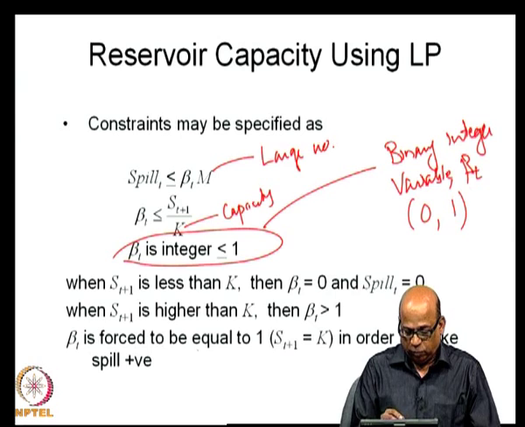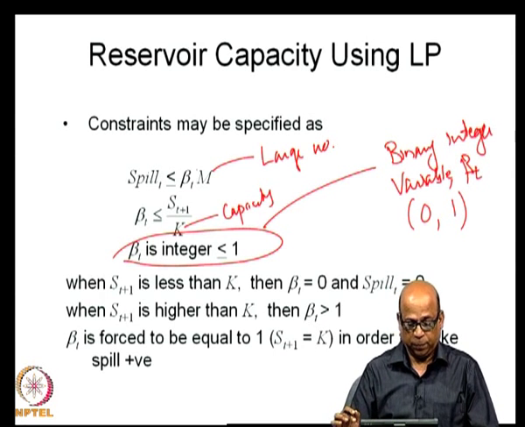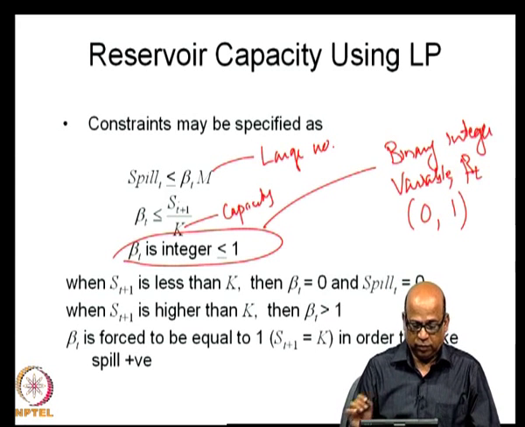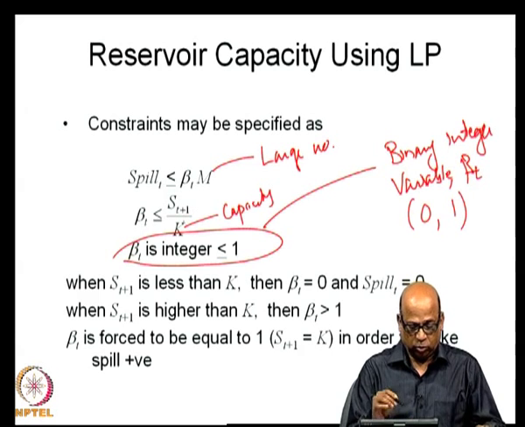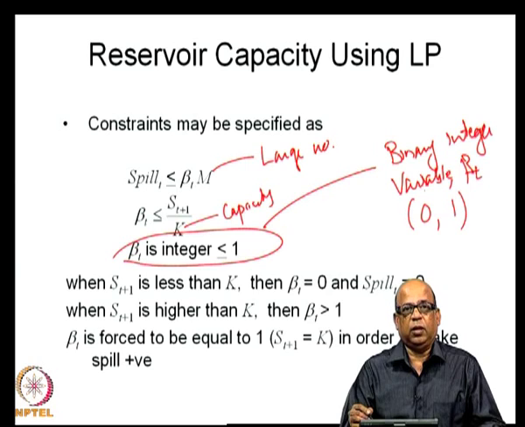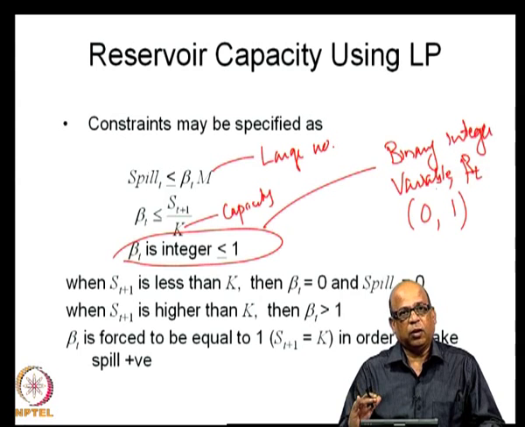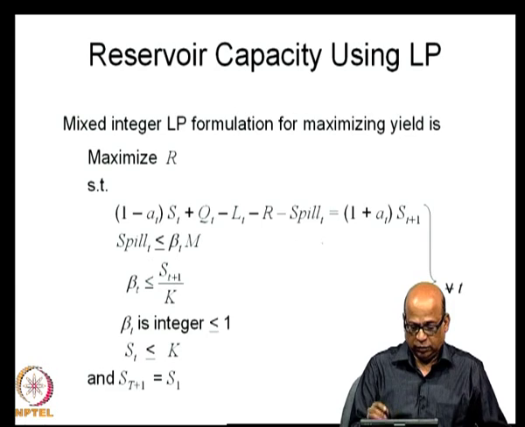So, beta t is forced equal to 1 in order to make the spill positive whenever there is a spill occurring. So, the spill will occur only when S t plus 1 is greater than or equal to k. This is how we introduce the binary integer variable beta t to make sure that you are accounting for the spills, and further that the spills will have a non-zero value only when the reservoir reaches its capacity. So, that is what we do. So, the formulation will look like this.